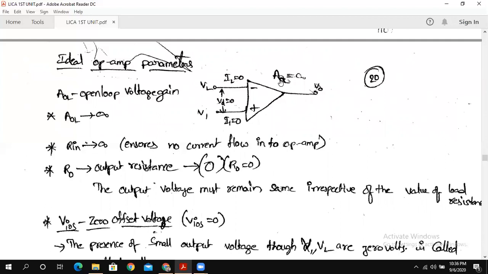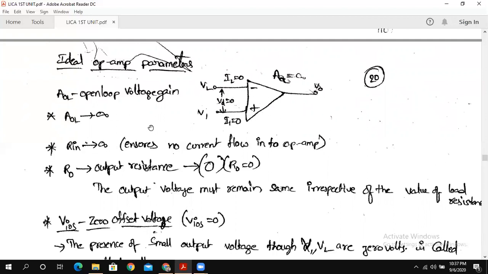So this is the op amp symbol. You can see that with the help of a triangle, we show the operational amplifier, which has two inputs, V1 and V2. The differential voltage is VD. I1 and I2 are the currents entering into the operational amplifier. AOL is the voltage gain of this operational amplifier, and V0 is the output voltage.